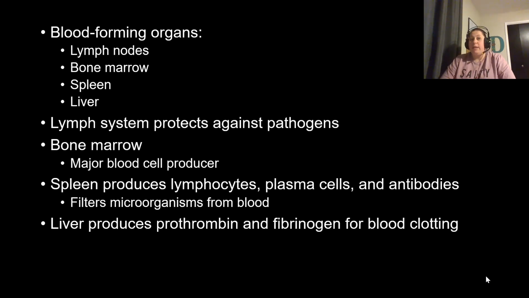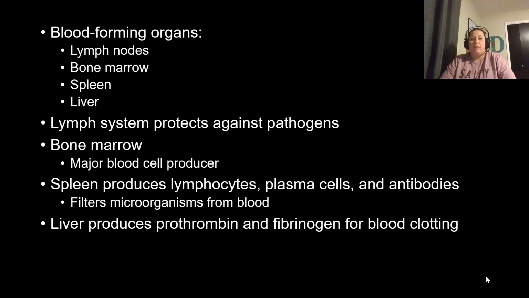Now, let's review real quick the blood forming organs. Because red blood cells, white blood cells, and platelets need to be formed from stem cells, there have to be some organs that help form these. These are the lymph nodes, the bone marrow, the spleen, and the liver. They help in some way with the life cycle of blood. The lymph system protects against pathogens, so this is where a lot of your white blood cells, especially your lymphocytes, will be found. Bone marrow is the major cell producer.